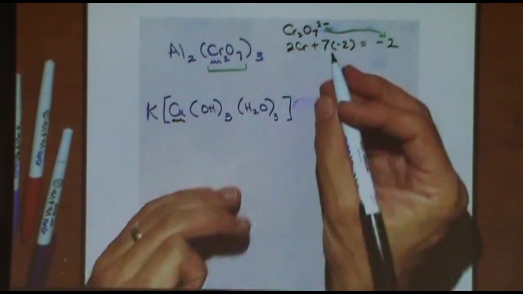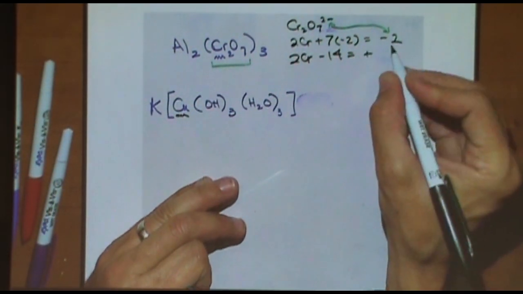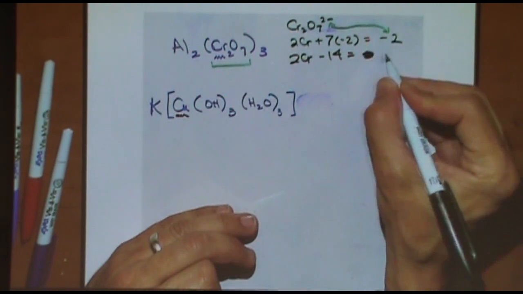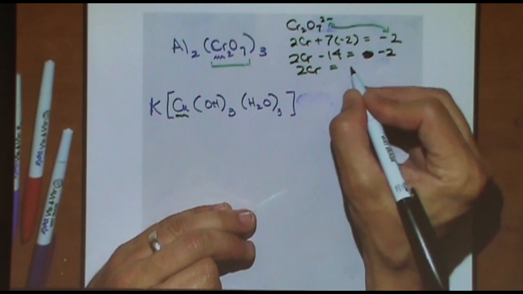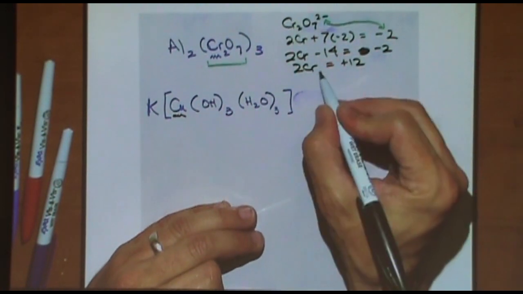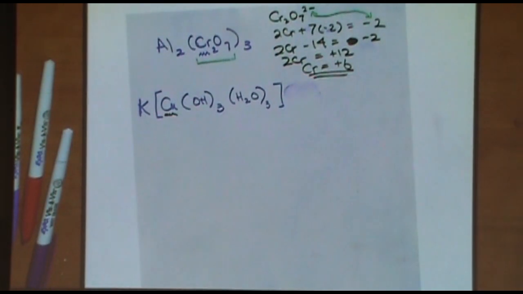You now just solve it like it's an algebra equation. 2 chromiums minus 14 equals -2. I'm going to add 14 over there, that's plus 12. So chromium equals plus 6. Not one of the oxidation states you memorized for chromium. You learned which 2 for chromium? 2 and 3. 6 is probably the third most common that you'll see.